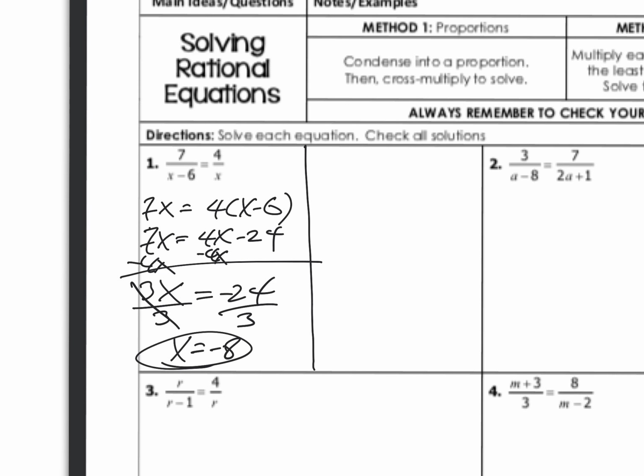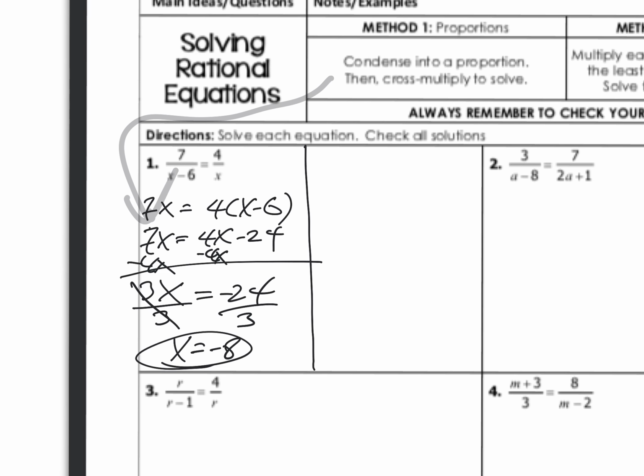So in this problem, we got that x is equal to negative 8. Let's do a quick mental check and plug this negative 8 back in. Negative 8 minus 6 is negative 14. Good, that's not 0 in the denominator. Then 4 over negative 8, that's fine. As long as it's not a 0, your answer is valid. So this is a valid answer. What we did there was method number 1, cross multiplying. Now we are going to try the other method.